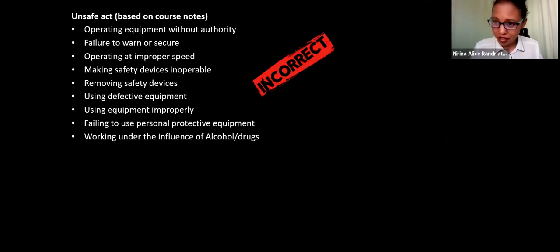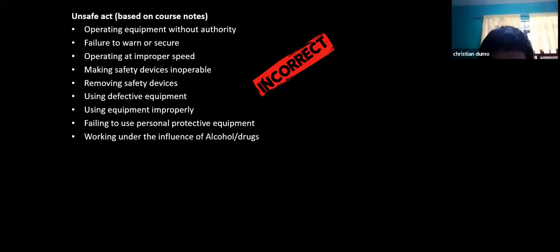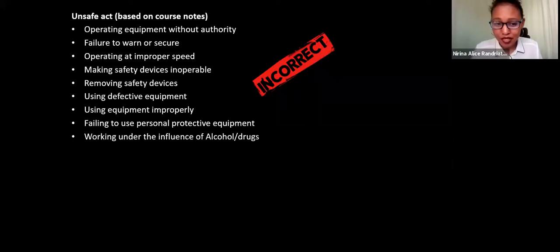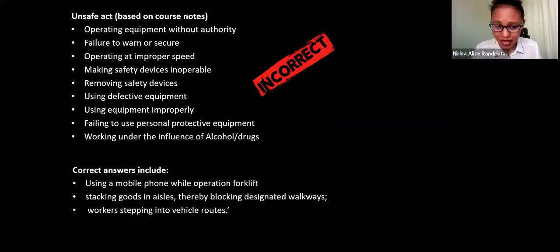Maybe through your research, it could help you to understand what unsafe behavior is, what it means? You can research on that, but at the end of the day, the answer must be taken from the scenario. So an example of a correct answer for this one: using a mobile phone while operating a forklift, stacking goods in aisles, thereby blocking designated walkways, workers stepping into vehicles' routes.